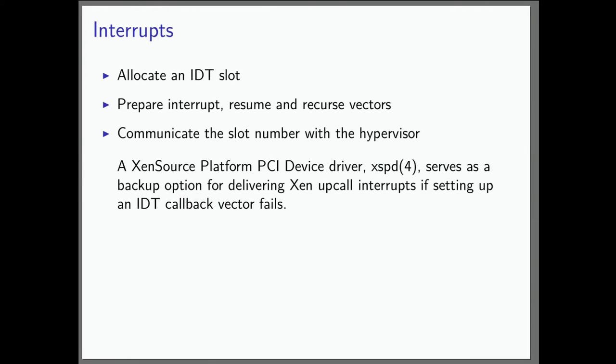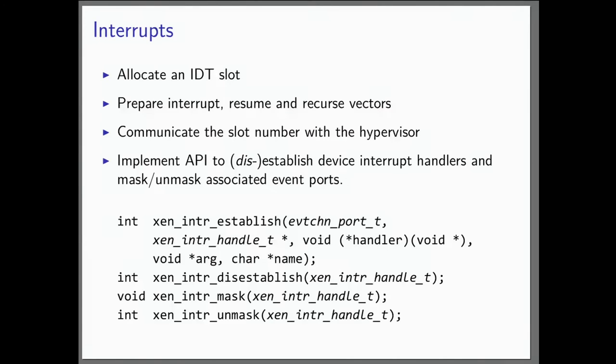Now, once we allocated the IDT slot number, we have to communicate this with the hypervisor. The alternative method of delivering Xen interrupts is the so-called Xen platform PCI device, which appears on the emulated PCI bus that we can attach to, set up the PCI interrupt, and use that instead. We support it as a backup option in case we cannot, for some reason, communicate the IDT vector. Then we would allocate another one for this PCI device driver and try setting up instead. However, I've been told that it's not really necessary, but I mean, it's already done.